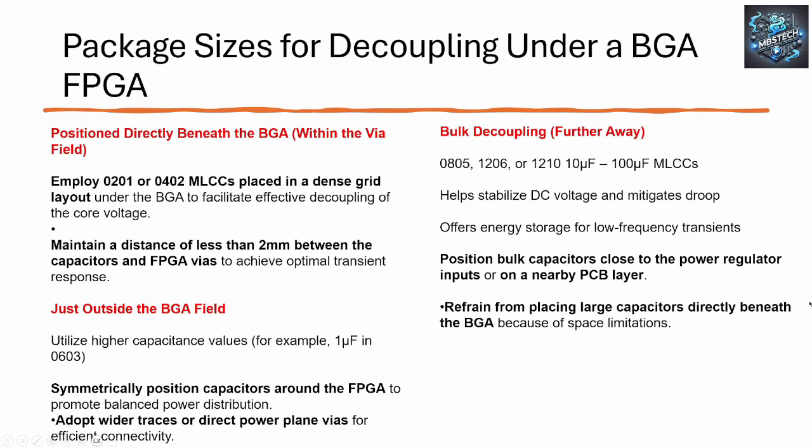Again, like I've just said, 0201s, 0402s, right underneath the pins. You can use the 0603s or 0805s just outside the BGA field. If you can get them inside, that's better. And the higher level bulks, the 10 microfarad, 22 microfarad, 100 microfarads, they can go on the periphery of the FPGA.